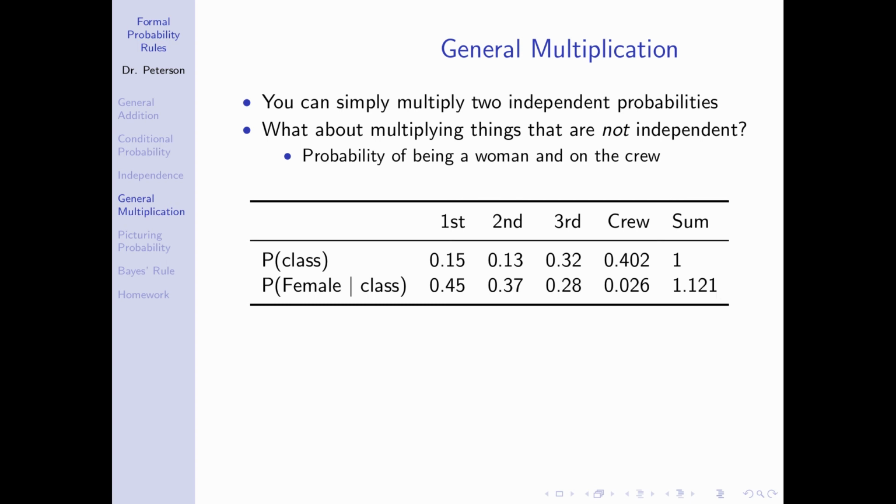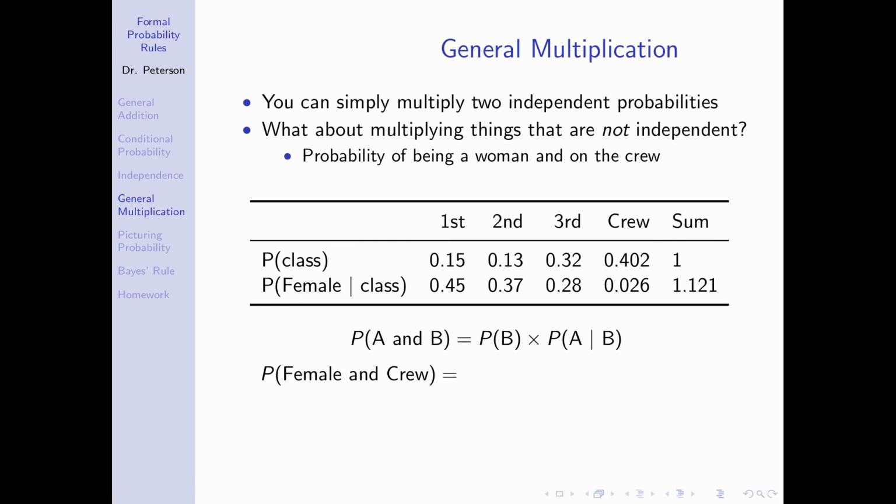If we had just been given the probability of being female, we wouldn't be able to do this calculation because female is not independent of class. So in our mathematical notation, we said that the probability of being A and B is the probability of B times the probability of A given B.